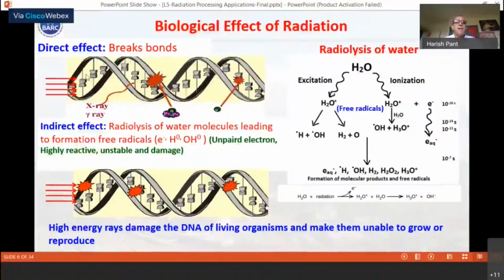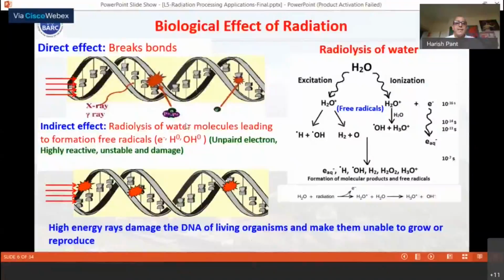So they damage the DNA. The indirect effect is that any biological system will have water. So what happens is that when the radiation falls on the water, the radiolysis of water takes place, and the radiolysis of water leads to the formation of free radicals.